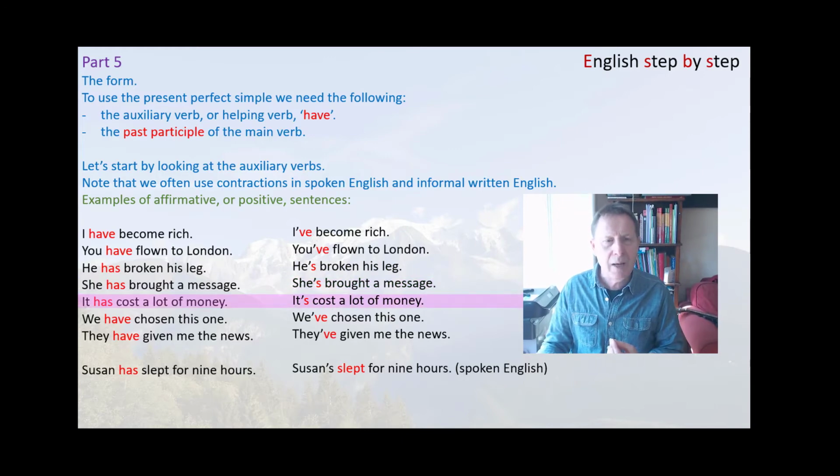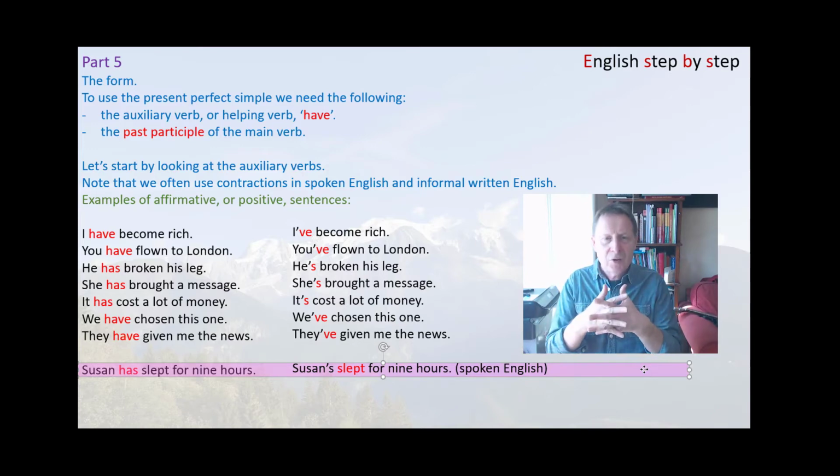It has cost a lot of money, it's cost a lot of money. We have chosen this one, we've chosen this one. They have given me the news, they've given me the news. Now, here in the last example, I've put Susan has slept for 9 hours. Now, sometimes it's possible in spoken English to make the contraction with a name, like Susan. Susan has can become Susan's. Now, this is not very common in writing, except when you're writing like you're speaking. For example, with a contraction with Susan's.